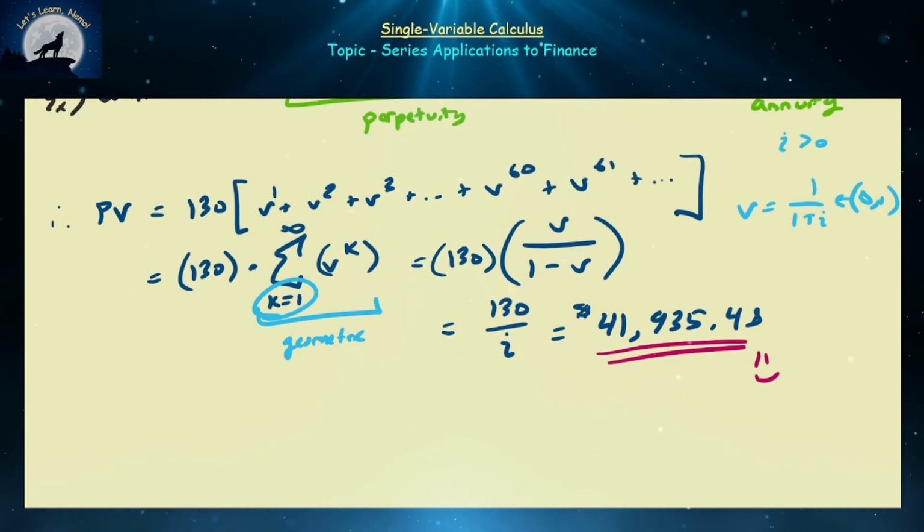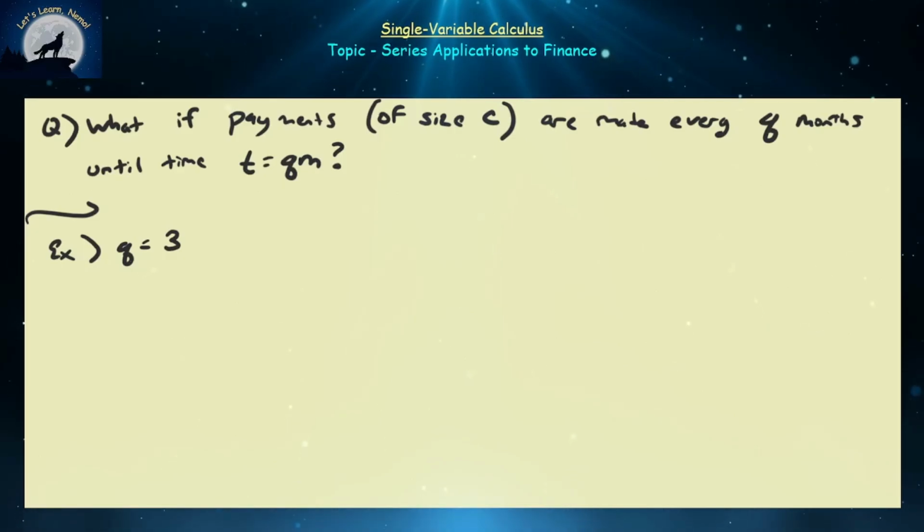But do you mind waiting, quote unquote, forever to break even with this transaction? Maybe not, but at least you do have some options to decide upon. So let's consider this slight variation of our problem. Let's assume that our payments of size C, so they're still level payments, are made every q months instead of every 1 month, until time t equals q times m, a multiple of the periodicity of our payments.